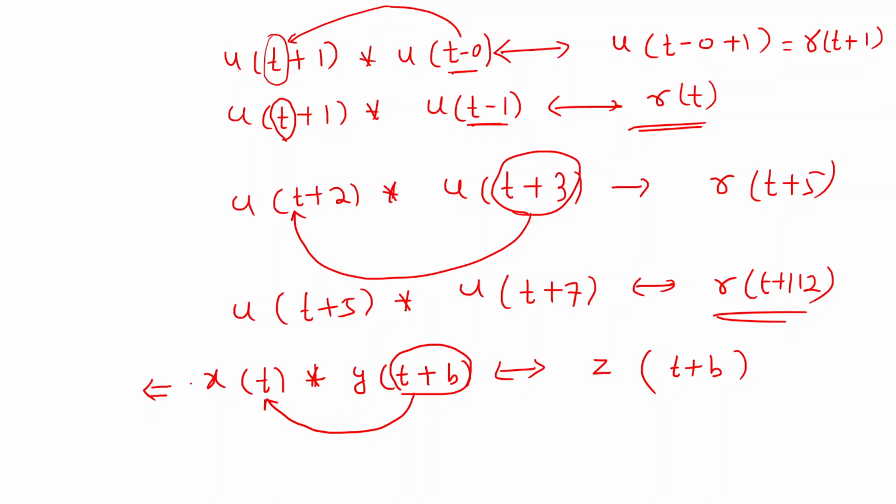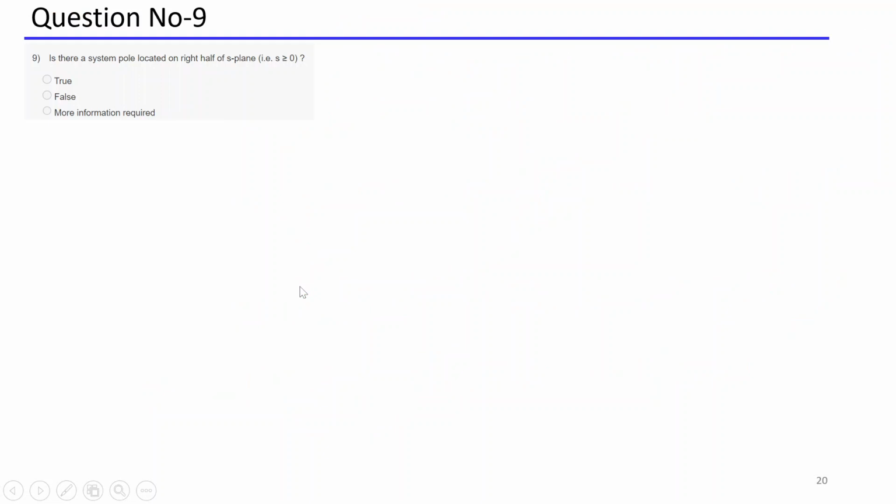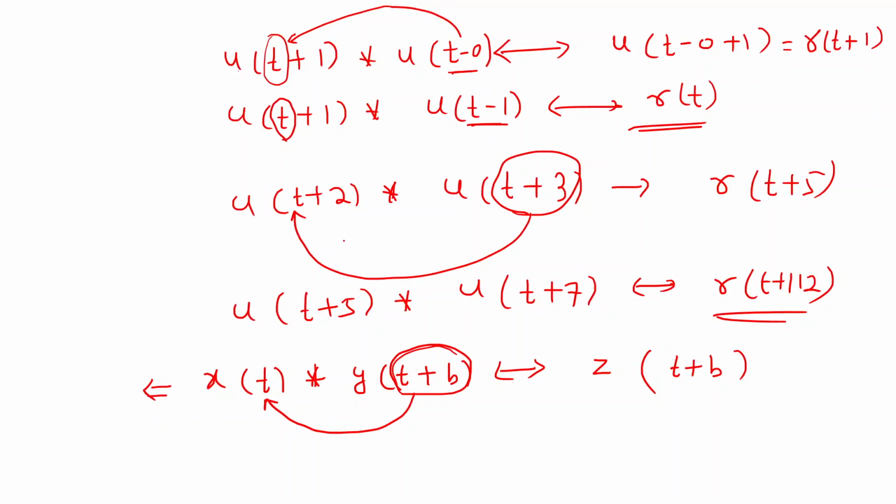This is called the convolution property, sir. This is how the shifting of the signal will happen. Whatever signal is there in the first, you just put the second in place of t. Got my point, sir? Okay, sir.